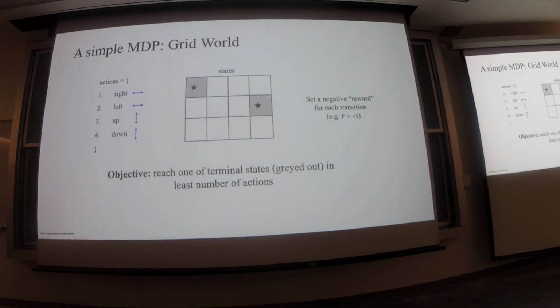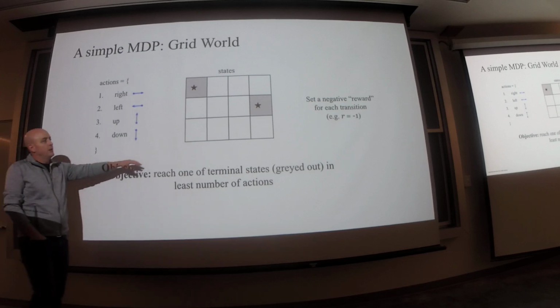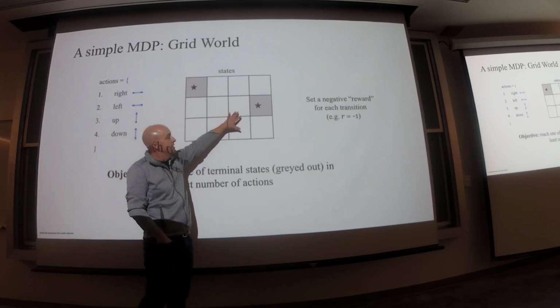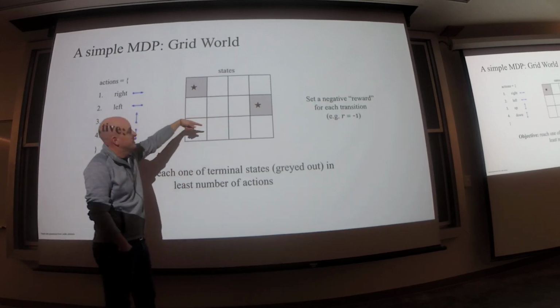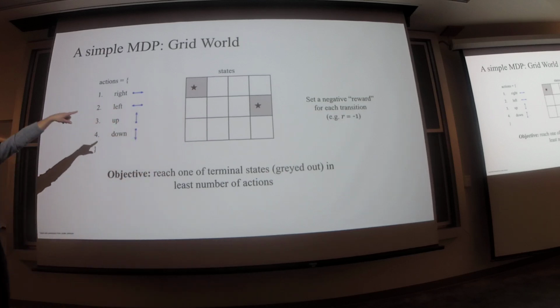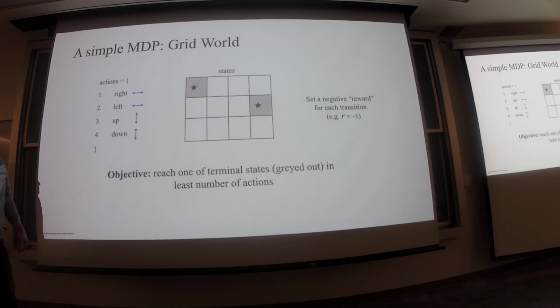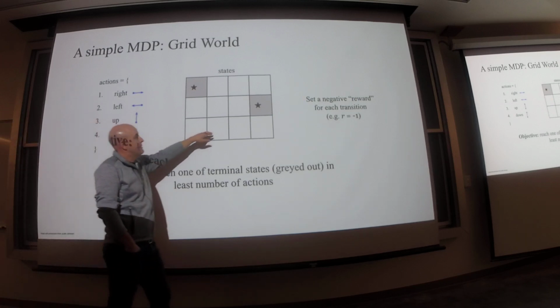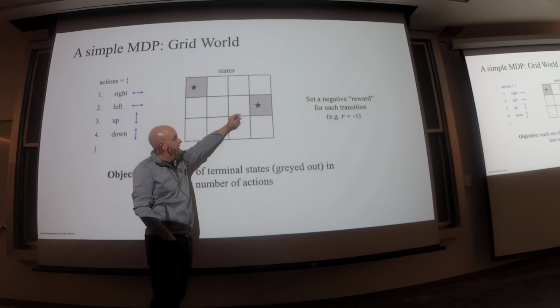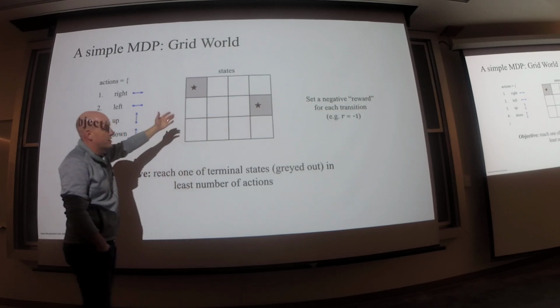Here's our states that we can be in. So we have an agent that can be in any one of these states, any one of these boxes. It's trying to get to the start boxes. So the idea is every time you have to take a transition, that means you're not in one of these states, we're going to reward you with a -1.